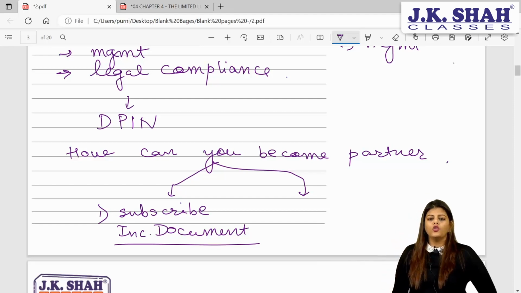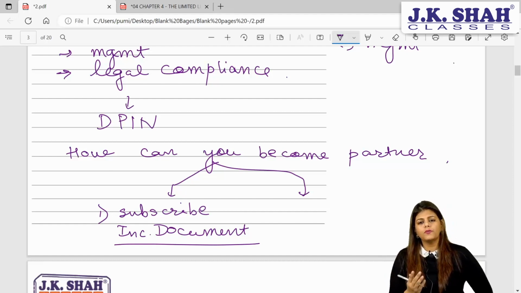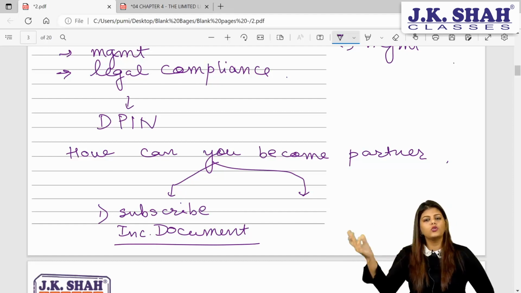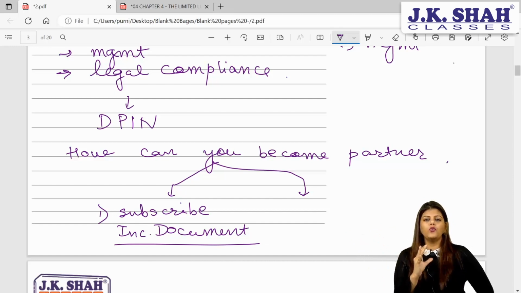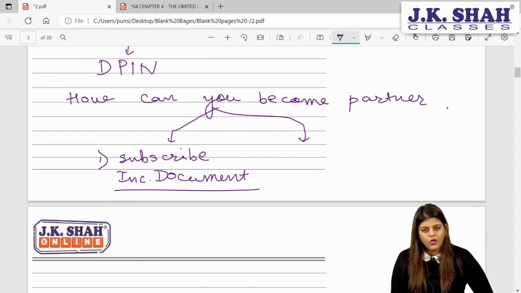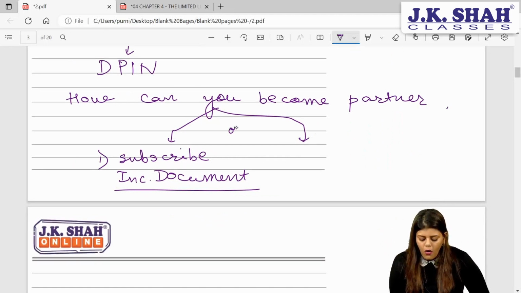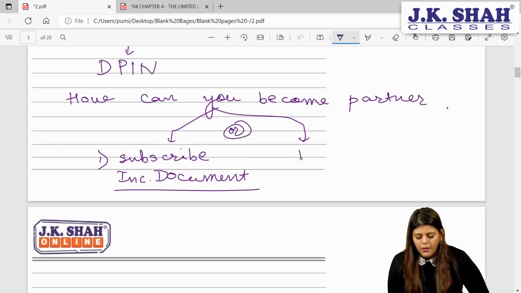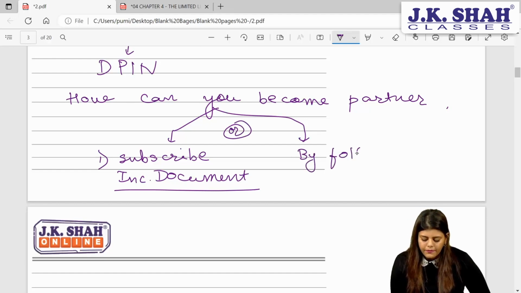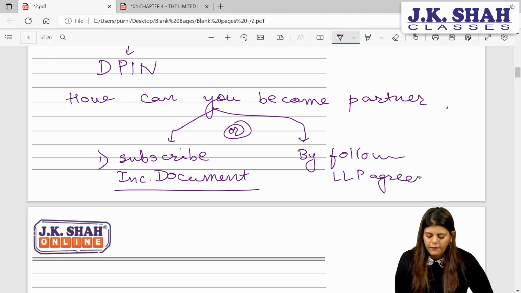First partners. So how can you become a partner? You subscribe, write your name, sign. And automatically once the LLP is registered, you will become a partner of the LLP. So you can subscribe to the incorporation document, or you can become a partner by following the rules of the LLP agreement if you have any.